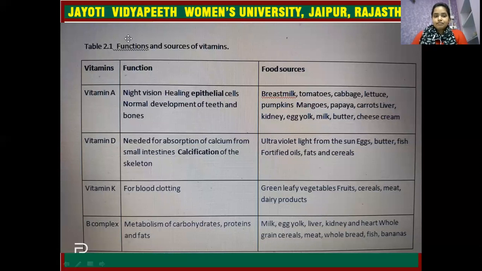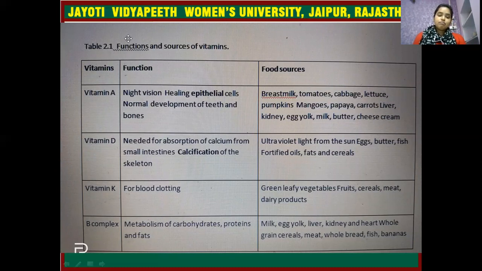Here is vitamin A, with function and food sources. Vitamin A is for night vision, healing of epithelial cells, and normal development of teeth and bones. Food sources are breast milk, tomato, cabbage, lettuce, pumpkin, mango, papaya, carrot, liver, kidney, egg yolk, milk, butter, cheese, and cream. Vitamin D is needed to absorb calcium from the small intestine and for calcification of the skeleton. Vitamin K is for blood clotting, and is found in green leafy vegetables, fruits, cereals, meat, and dairy products.